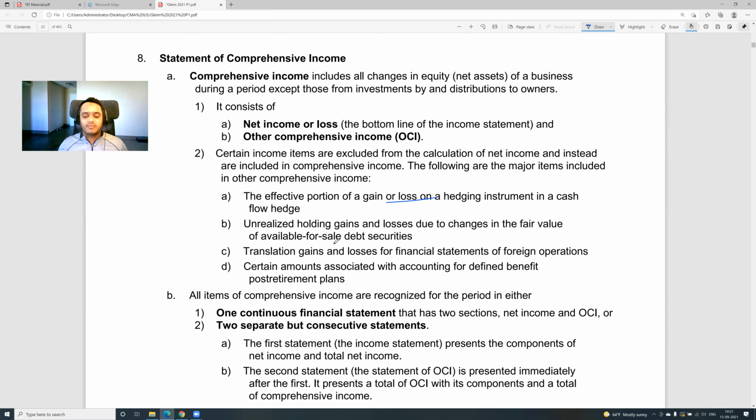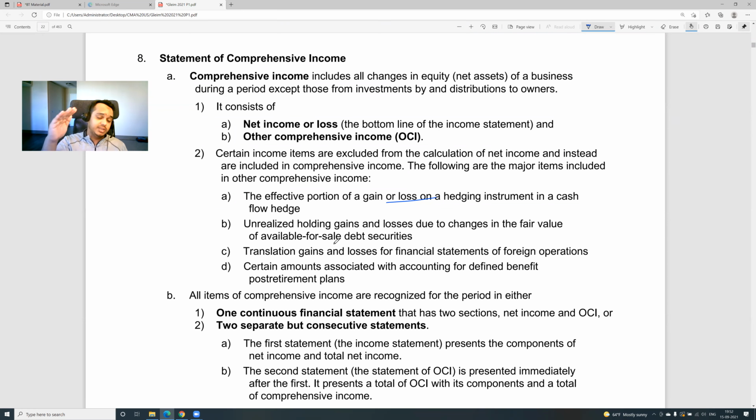Translation gains and losses of financial statements of foreign operations. Where do we put it? Where do we record it? कहाँ record करेंगे हम लोग? Where do we record it? बोलो बोलो बोलो. OCI, OCI. Translation of these foreign exchange fluctuations, OCI.